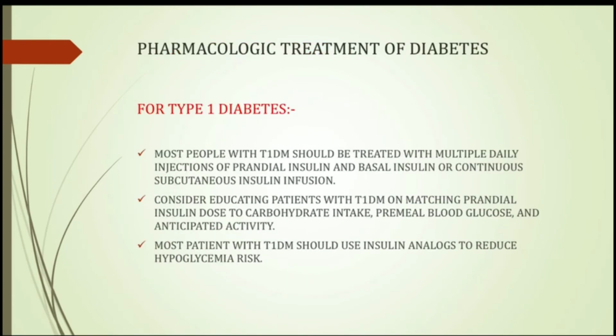So now we will talk about the pharmacological treatment of diabetes. First we will talk about type 1 diabetes. Most people with type 1 diabetes should be treated with multiple daily injections of prandial and basal insulin or continuous subcutaneous insulin infusions. Also consider educating patients with type 1 diabetes on matching prandial insulin dose to carbohydrate intake, pre-meal blood glucose, and anticipated activity.